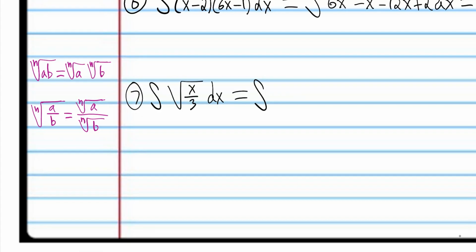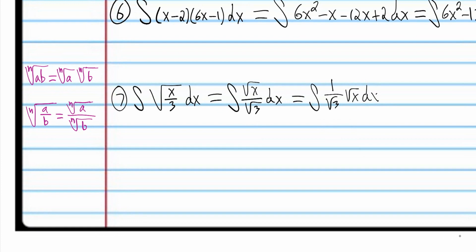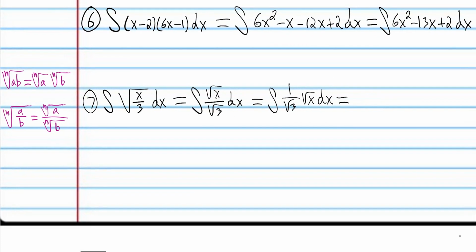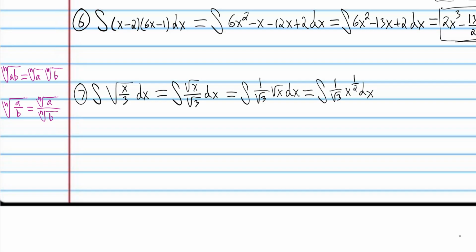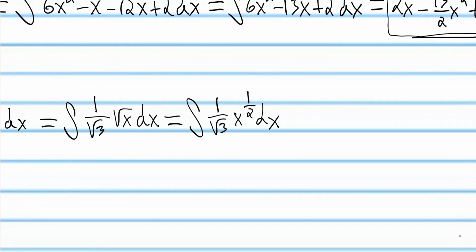So we're going to have the square root of x over the square root of 3. Then we're going to factor out 1 over root 3. We don't have to do that, but it just makes it easier for students to see what's going on here. And then we're going to change root x to x to the 1/2 power. And now, in this form, we're ready to find the antiderivative. So again, don't be fooled by these problems. It looks like we can't find the antiderivatives, but we can.